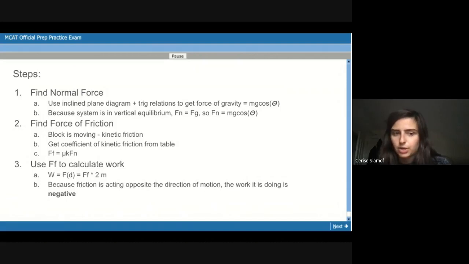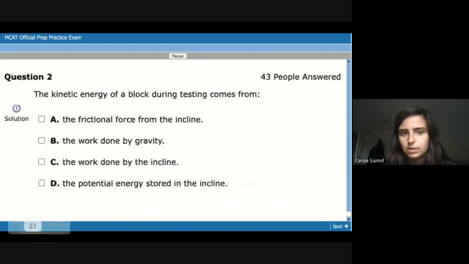Okay, are there any other questions? You can always ask them in Slack as well. So I'll go to the next one. The kinetic energy of a block during testing comes from what?